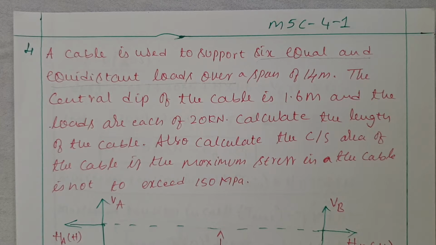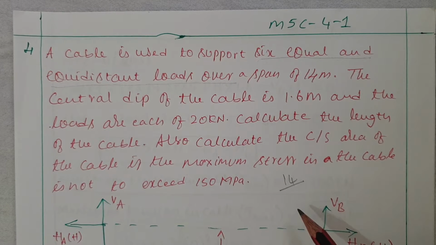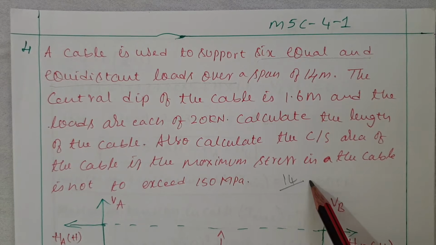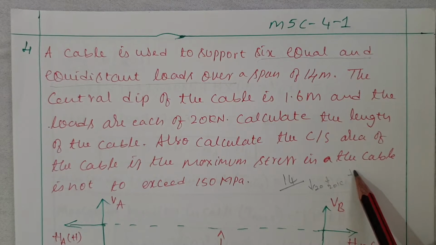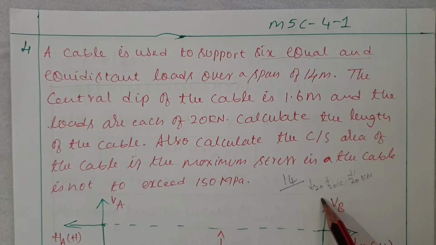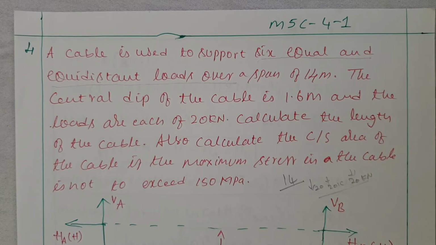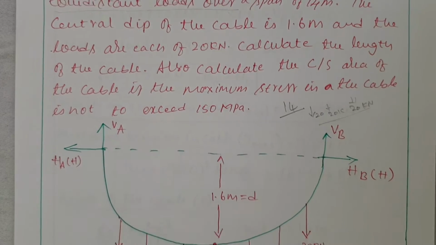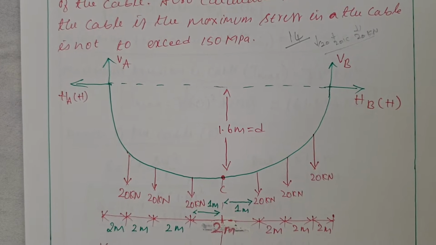So that's the question. Based on the given data, I drew the figure, and a very important thing is the total span of this one will be 14 meters. So in this 14 meters we have to place the 20 kilonewton point loads in such a way that the 6 point loads are at an equal distance, both from the supports as well as between the forces. That's what I considered.